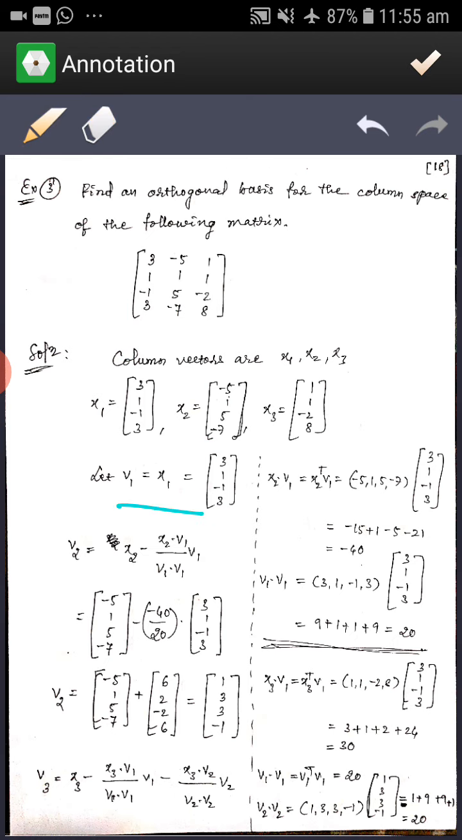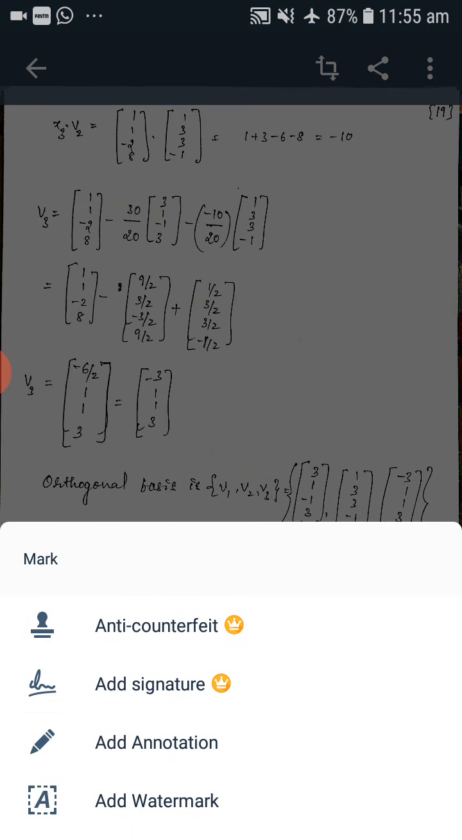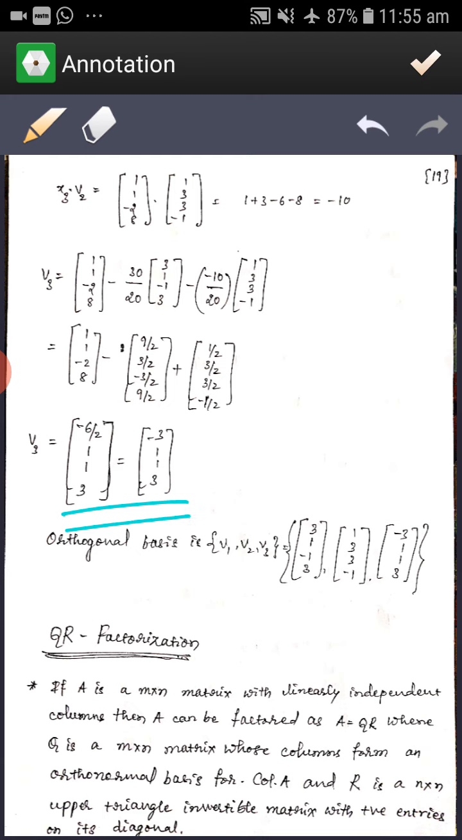The Gram-Schmidt process: the first one will remain the same, then v2, and till now we have seen only v1 v2, but here three vectors are there. So v3 is x3 minus (x3 dot v1 divided by v1 dot v1) times v1 minus (x3 dot v2 divided by v2 dot v2) times v2. So we need to calculate all these individual terms: x2 dot v1, v1 dot v1, x3 dot v1, and so on. After calculating we substitute here, and we get these three vectors, which we call orthogonal bases.